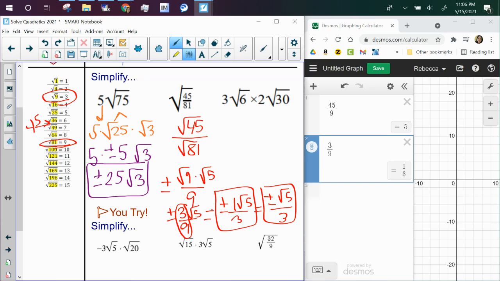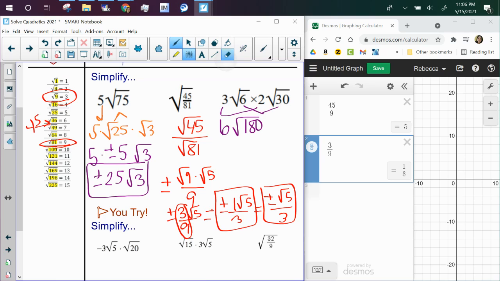Okay, let's try the last one. So when we've got two things being multiplied together, what I personally like to do is combine those radicals. With multiplication, remember how we broke up a radical into two radicals? I can put it back together the same way. So I could do 3 times 2, and I'll get 6. And then I could do 6 times 30, and I'll get 180. And that way I only have to reduce one radical instead of two.